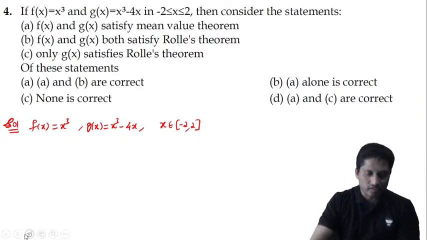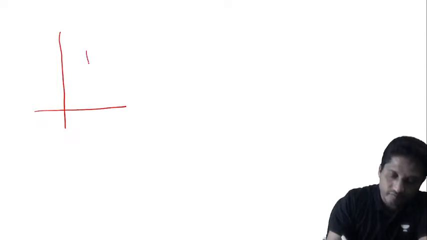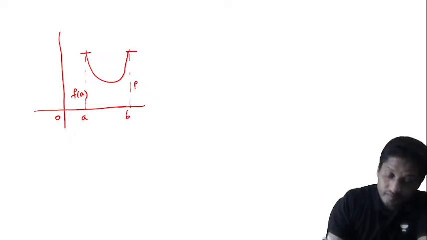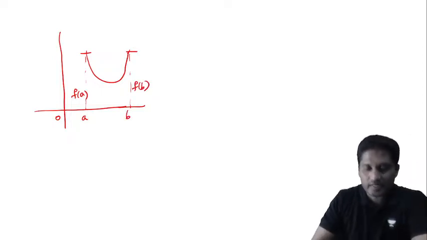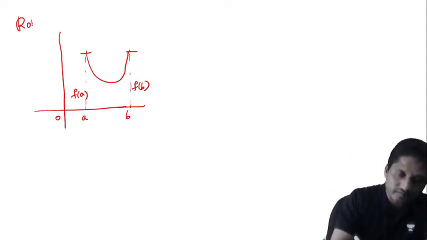If I take, suppose, Rolle's theorem, how do you define Rolle's theorem? It should be continuous in the closed interval, differentiable in the open interval, and f of a should be equal to f of b. Let's say if I take this as a, this fellow will be equal to f of a. If I take this as b, this fellow will be equal to f of b. This is Rolle's theorem.